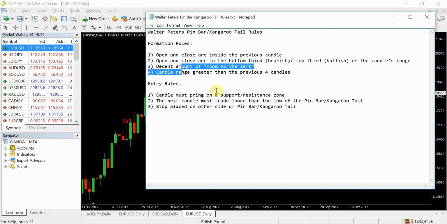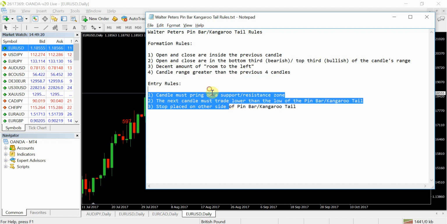Walter doesn't talk about a number of bars. He just talks about a lot of room to the left. So visually, you can see that price hasn't been there for a while. That's enough indication. I've tried to put some rules around it to say number of bars. And this one, 4, again, you can change that. You can make it higher or lower depending on your needs, on how many signals you want to produce.